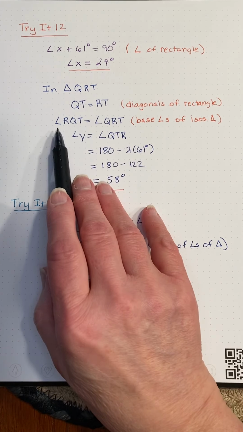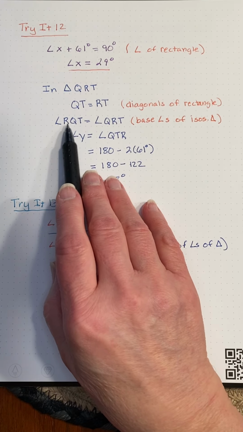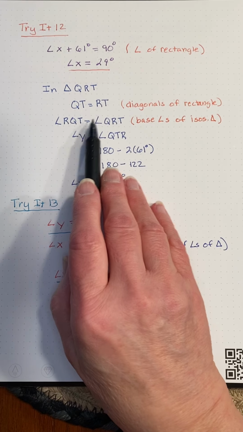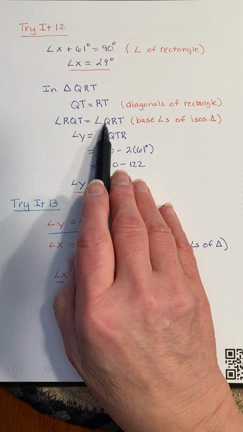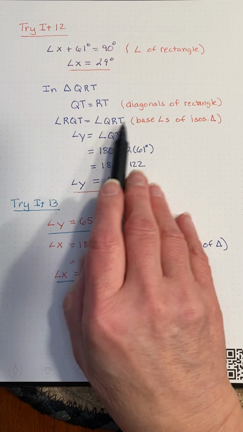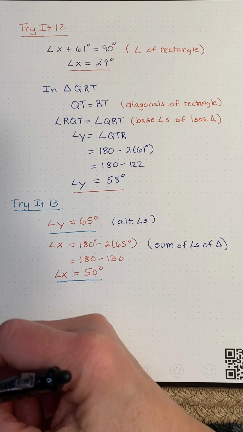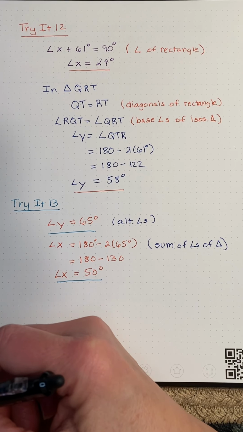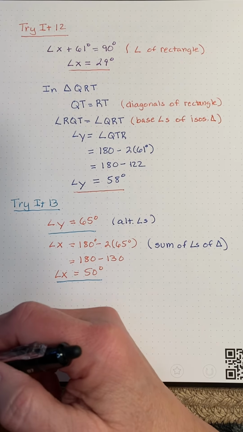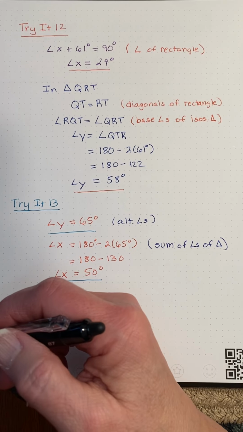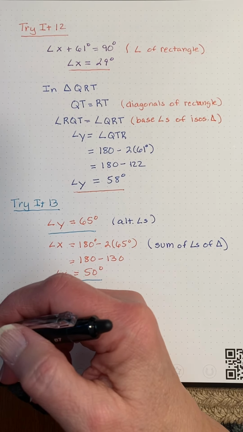Also in this same triangle, angle RQT is equal to angle QRT because they're base angles of an isosceles triangle. I know they're isosceles because that one angle is 61 degrees. If it were equilateral, it would have been 60, but it's not. So the base angles are each 61.